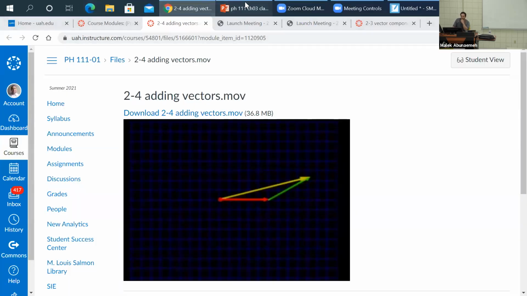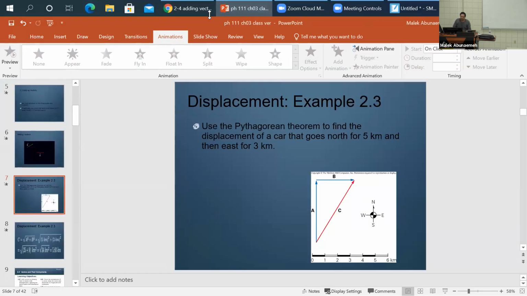Now, that's what we're going to do by the Pythagorean theorem. So the Pythagorean theorem, again, you've probably seen it 100 times, which is your hypotenuse: c squared is going to equal a squared plus b squared. So let's say we got this question. You're going north for 5 kilometers and east for 3 kilometers. What is your resultant?